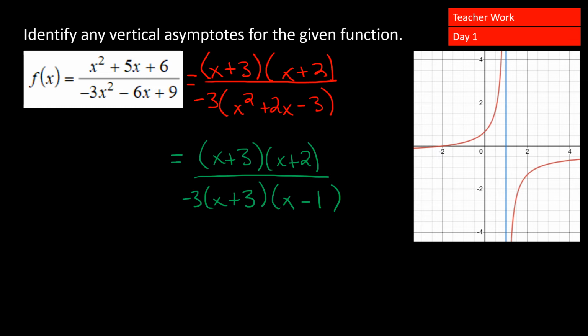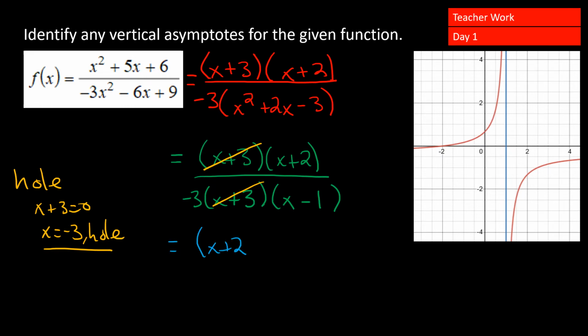And I'm sure you guys already saw that those x plus 3's would simplify out. So that would mean that we would have a hole at x plus 3 equals 0, so x equals negative 3. There's a hole here. Now the question isn't asking that, but I think that's good to practice anyway. What we're left with after we've simplified this out is (x plus 2) over negative 3 times (x minus 1). That means that we take this final factor, x minus 1, set it equal to 0, and at x equals 1, we have a vertical asymptote.